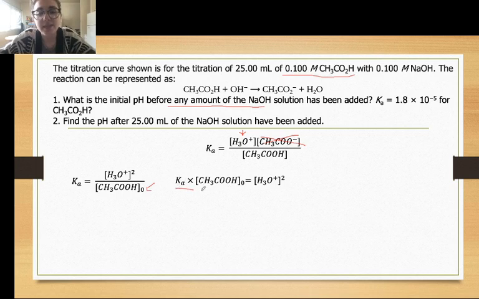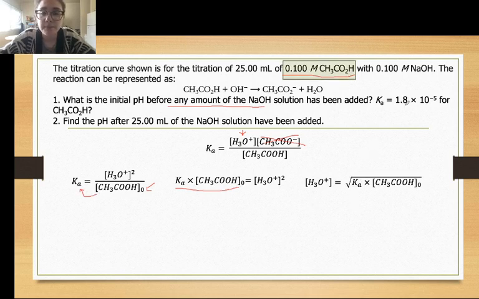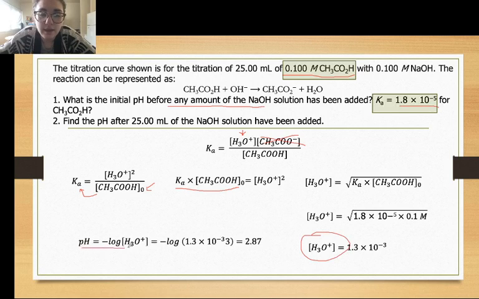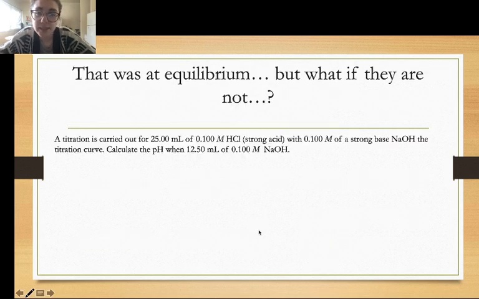my Ka times that initial concentration will equal hydronium ions squared. Again, hydronium ions squared because we only have hydronium ions in here. And then I use my Ka that's given, I plug that in, I get the concentration of my hydronium ions, and then I plug the concentration into my negative log to get my pH. My pH is about 3, and that kind of makes sense.